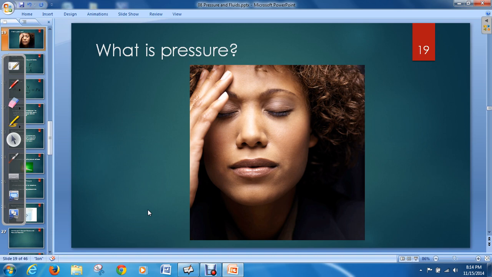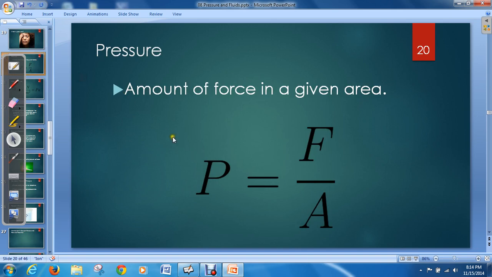Okay, so when most people think of pressure, they think of being under pressure, or being stressed, or pain, or something like that, right? And again, these are a lot of things associated with pressure. Okay, and there's a good reason for that, and we'll get to that in a second. But we want to talk about the actual physics definition of pressure. Okay, and so if you think about what pressure is, it is the amount of force in a given area. Okay, so pressure equals the force divided by the area. Okay, and if you think about that, it makes sense, right?